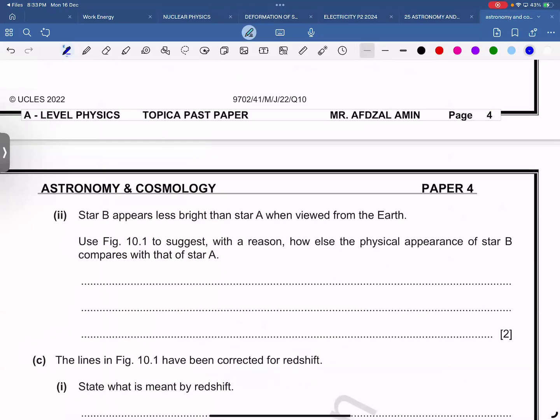Star B appears less bright than star A when viewed from Earth. We know less bright means what? It might be far away, yes or no? Or it might be a smaller star, with less surface luminosity. Use figure 10.1 to suggest, with a reason, how else the physical appearance of star B can differ, other than intensity.